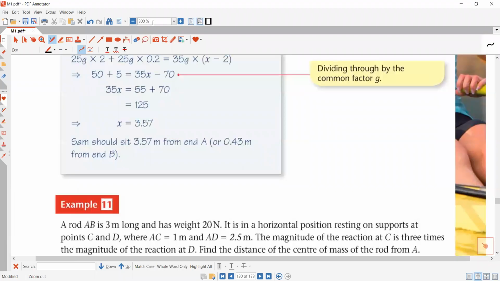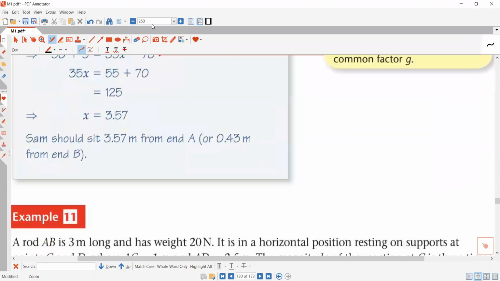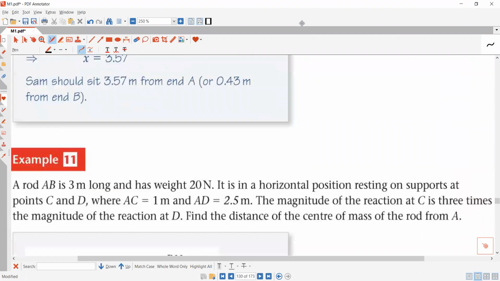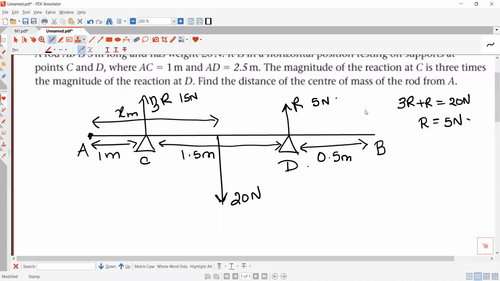Better. 200, let me do 250 zoom. Okay, yalla. Everybody start doing this sum now. Okay, read it. Let me pause the recording till then. Oh, I forgot to record now. Recording.